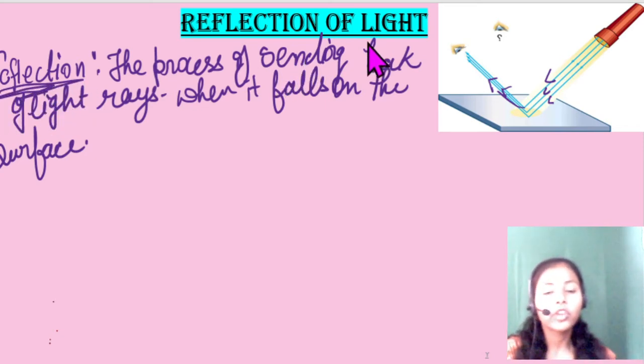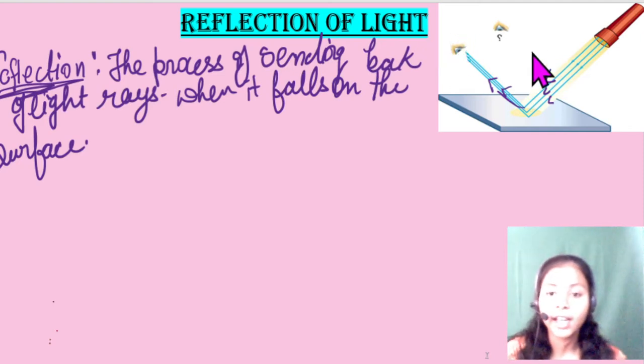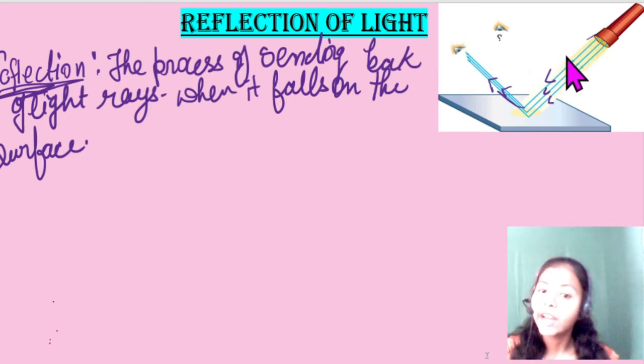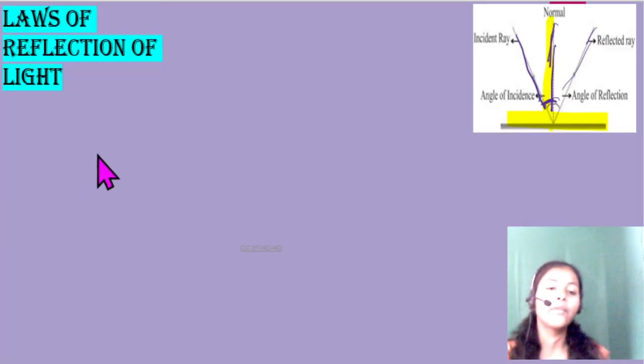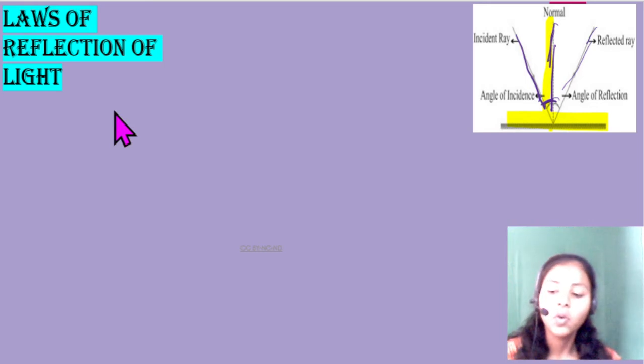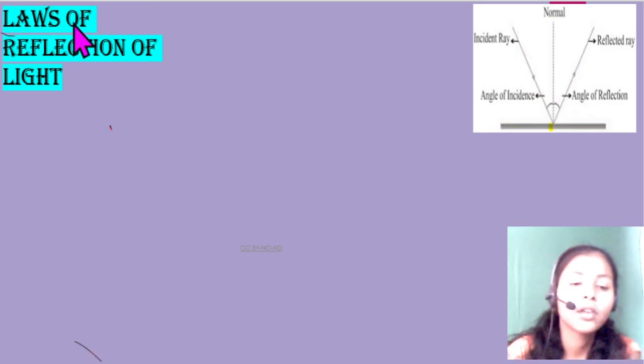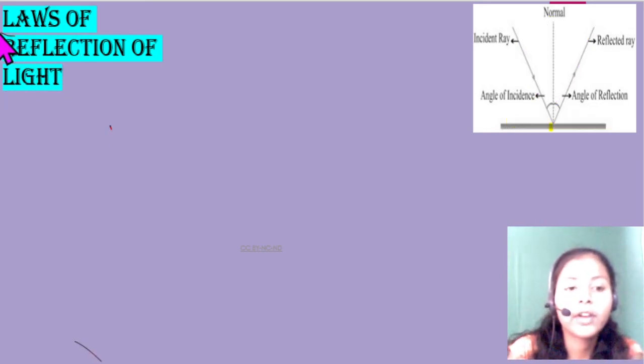So here we are talking about the reflection of the light. It means the light ray is coming from here. This is about the reflection of the light. So the next topic which we are going to cover is laws of reflection of light. So what do you understand about the law? Laws of reflection of light.